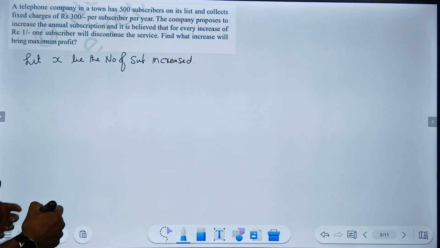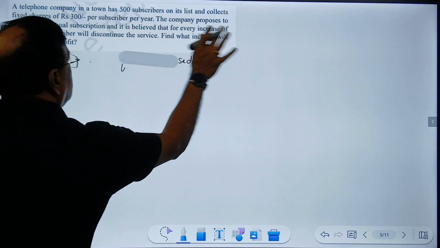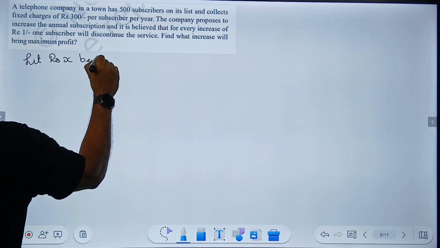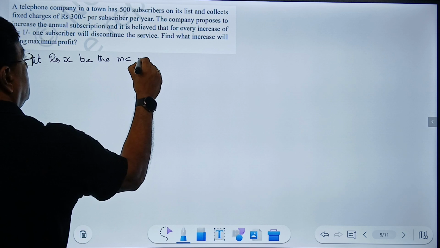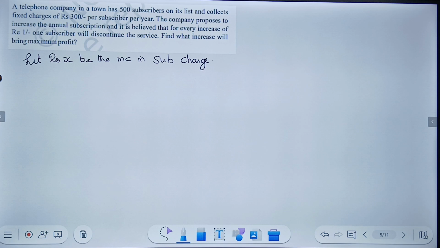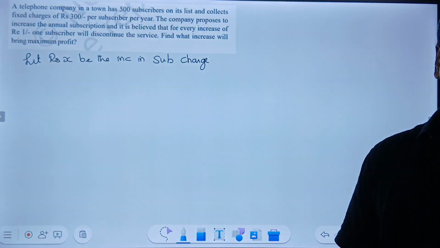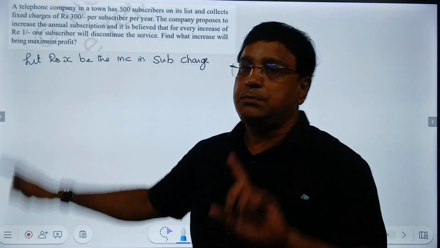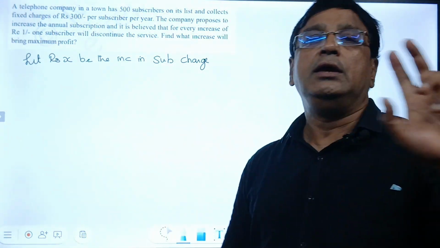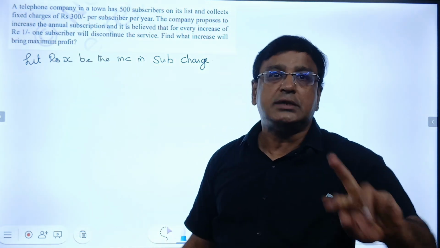So when I increase the number of subscribers by X, let rupees X be the increase in subscription charge. If I increase the subscription charge by X, then the number of subscribers that will leave is X, because that is what he says. If I increase the amount by rupee one, one subscriber will leave. If I increase the amount by two, two subscribers will leave. Suppose I increase the amount by X, X subscribers will leave.